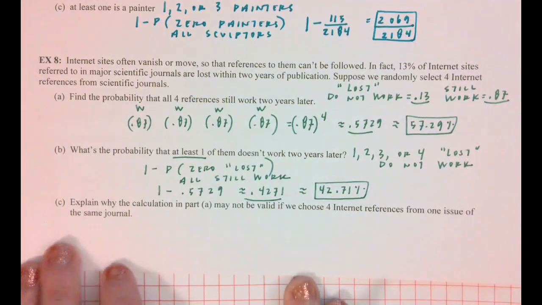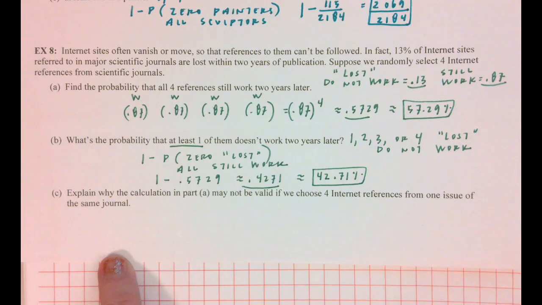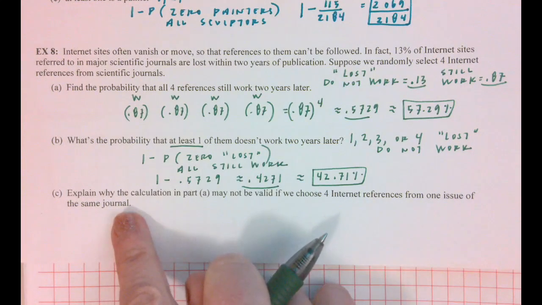Okay, so lastly, explain why the calculation in Part A may not be valid if we choose 4 internet references from one issue of the same journal. Well, the issue is if we're using it just from the same journal, right, it's no longer an independent situation. Because there could be something faulty with just the journal itself. Maybe they took the whole journal down, right? So it's not really an independent situation if we're pulling from the same source.